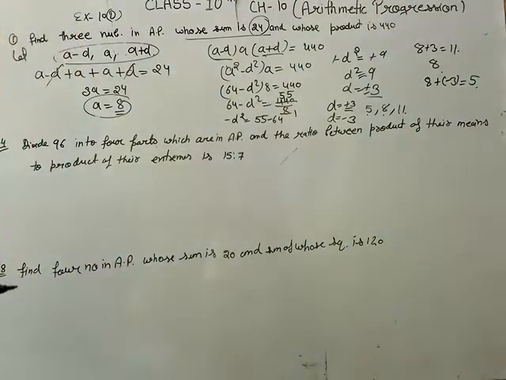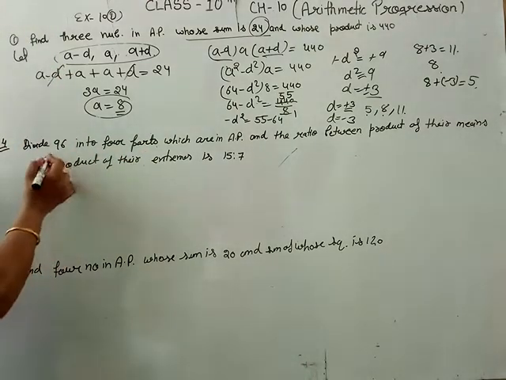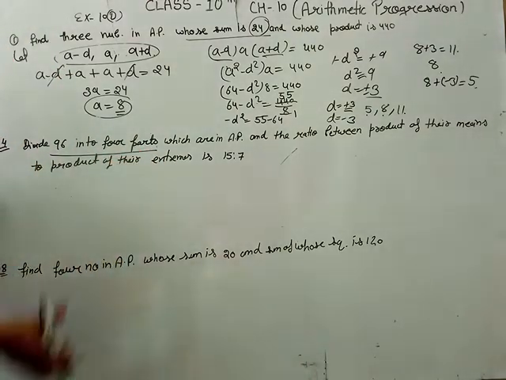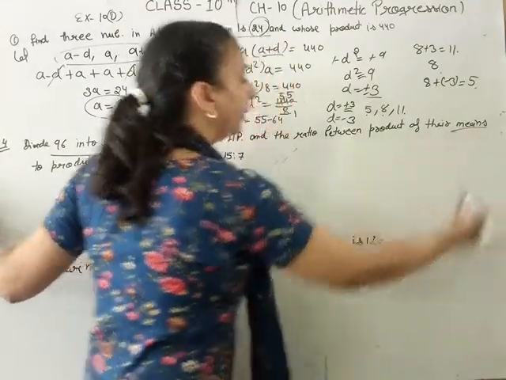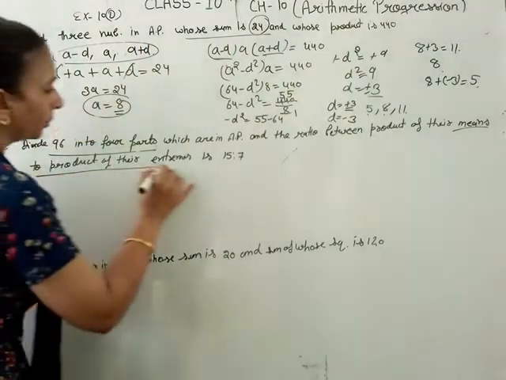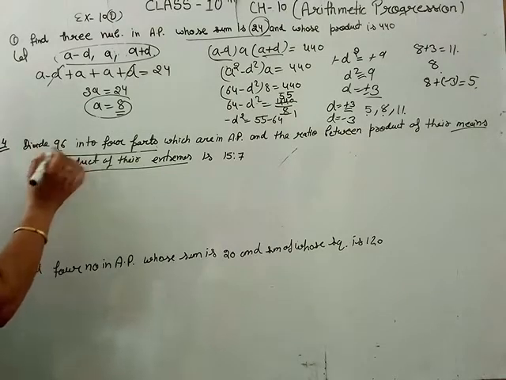Okay. The next question, question number 4. Divide 96 into 4 parts. That means the sum of the 4 parts equals 96. They are in AP and the ratio between the product of their means and the product of their extremes is given. First, the sum of the 4 parts is 96.